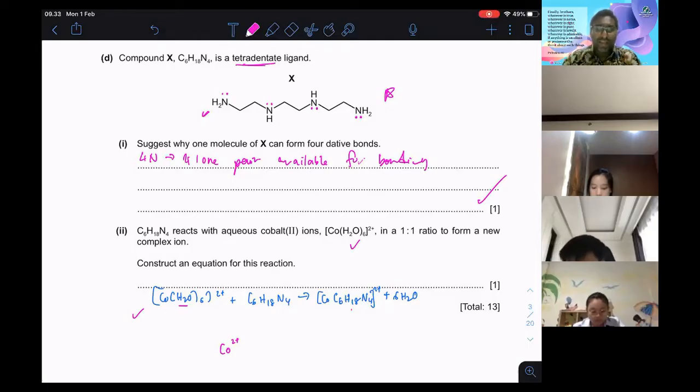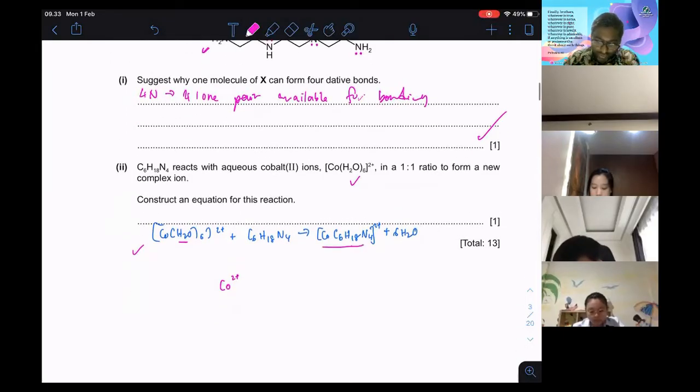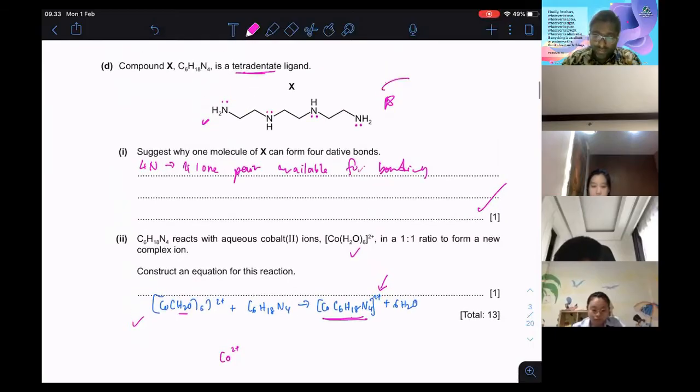When they come in, they just join this, and do not forget about the 2 plus. The 2 plus is going to stay because the ligand is neutral, so its charge is zero. When you add, you are going to get this, and then the 6 moles of water will come out over here. So that's the equation for this reaction. This one maybe takes time to visualize, but do remember they are going to form 4 bonds. So cobalt, then straight away 4 bonds. There's no need to show.